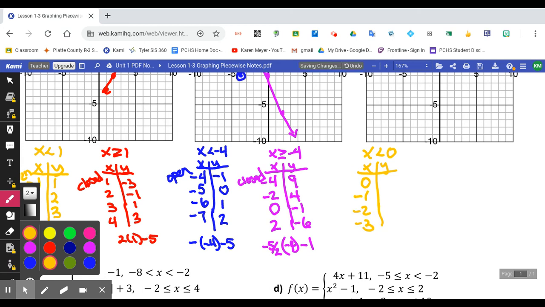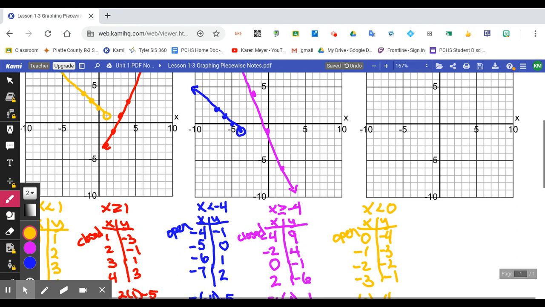So plug this in. So you're looking at 0. So -0 minus 4, which is just 0 minus 4, which is -4. Then you get -3, -2, -1. This one needs to be graphed with an open circle to start with. So 0, -4, open circle. -1, -3. -2, -2, and -3, -1. And remember, we want the line to go off to the left because it's less than.